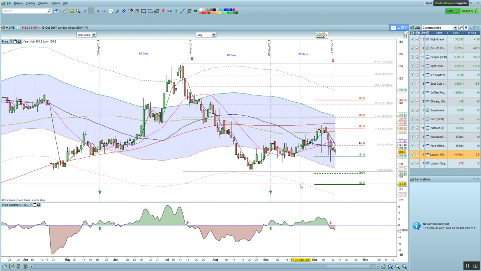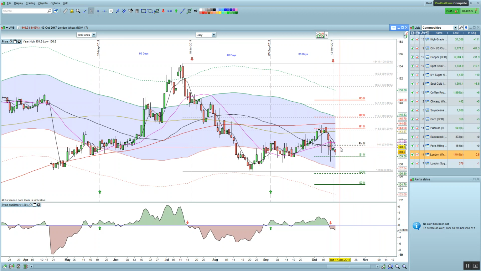So where would we see support come in? Support would come in at 136. On this swing high here, I've got 154 and I've got a low of 136. I did a Fibonacci retracement. We did get up to 38%, but this unfortunately didn't hold this week, and we've broken down through the monthly pivot here and below the 141, which is a 23% retracement.